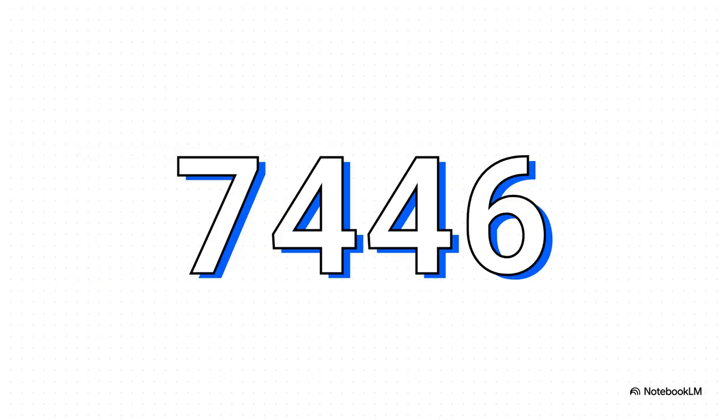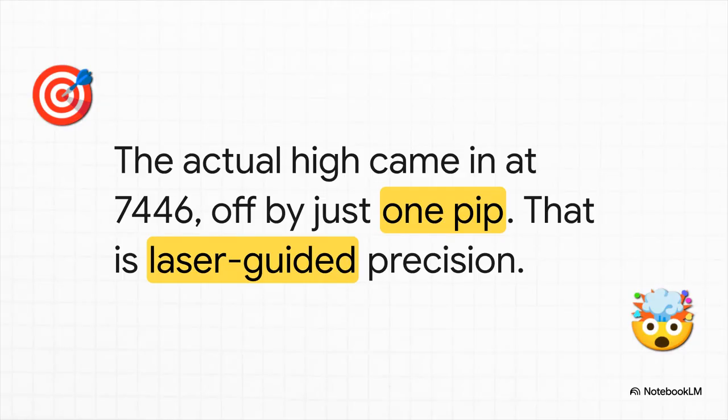So where did price actually go? The algorithm did its thing, it ran the stops, price shot up, and the high of that move came in at 74.46. Let that sink in for a second. The projection was 74.45. The actual high was 74.46. It was off by a single pip. That is the kind of precision we're talking about when you start to understand the underlying logic of the market.